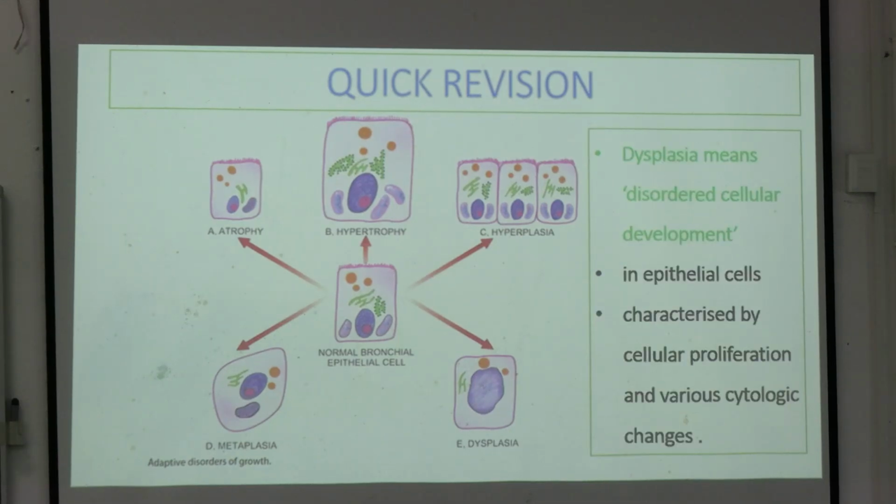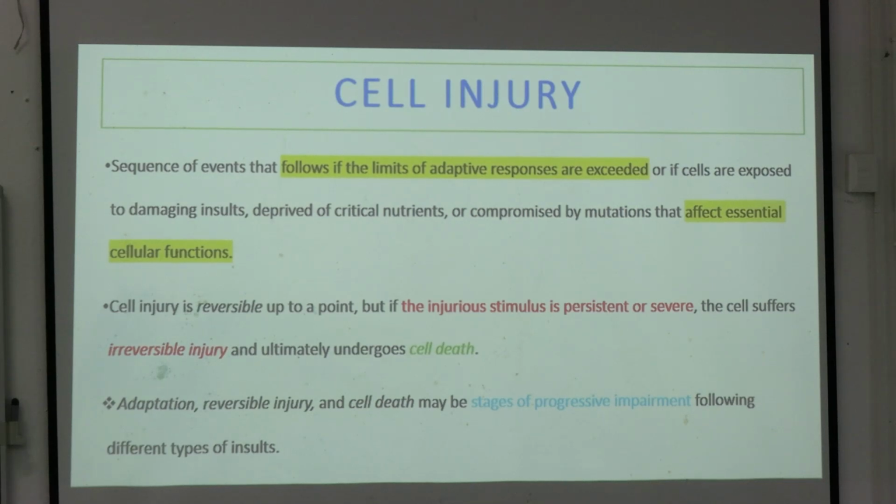তো I'm skipping all this topic for now and going to the main topic for today, which is cell injury. So cell injury, if you ask what is cell injury, the definition, তাহলে কি বলবে তোমরা? It is the sequence of events that follows if the limits of adaptive responses are exceeded. তাই জন্য প্রথমে the cell will try to adapt. If your limits of adaptation are exceeded, you are one step closer to cell injury, right? So it is the sequence of events that follows if the limits of adaptive responses are exceeded, or if cells are exposed to damaging insults, deprived of critical nutrients, or compromised by mutations that affect essential cellular functions. So that is the definition of cell injury, okay? If you can remember it, then it's good because it is asked.